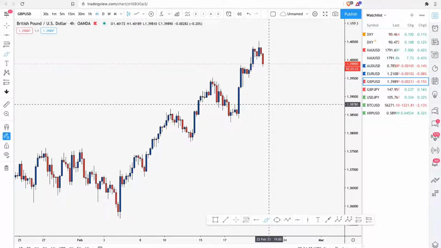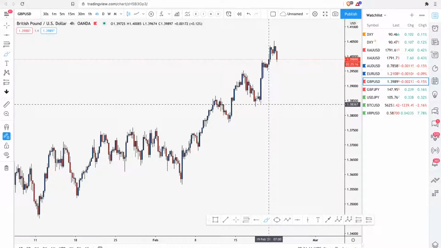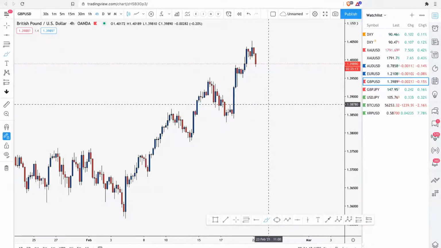That's it for the GBPUSD. I cannot add right now some more information because that's basically what we've seen over here. So definitely we would like to see the market going down lower in this case.